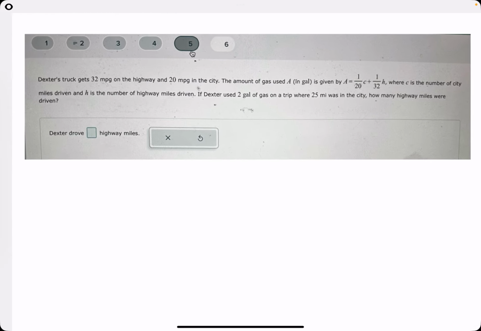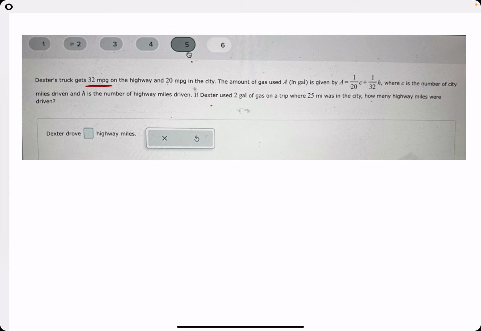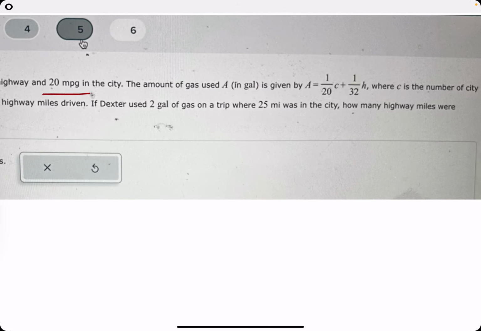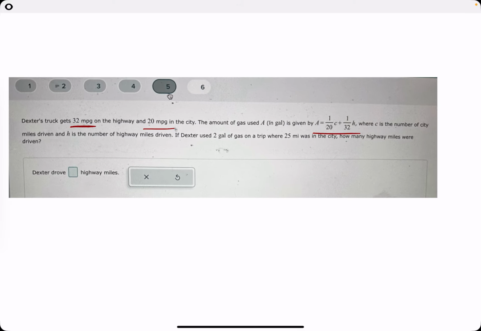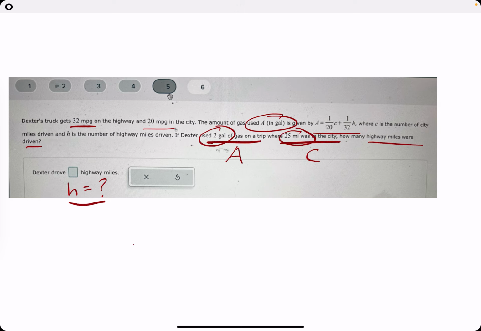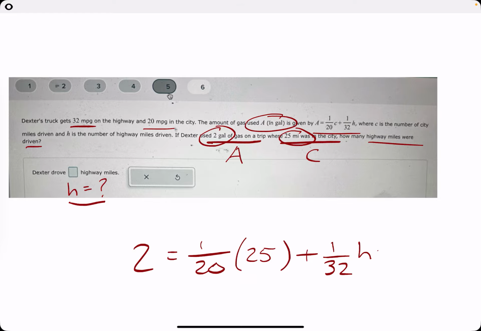Number 5. Dexter has a truck that gets 32 miles per gallon on the highway, 20 in the city. The amount of gas used is A. It's given by this equation here. C is number of city miles, H is number of highway miles. If Dexter uses 2 gallons on a trip where 25 miles were driven in the city, how many miles were driven on the highway? In other words, what is H? They've given us A, and they've given us 25. So we just plug those in to the equation. And we solve for H.